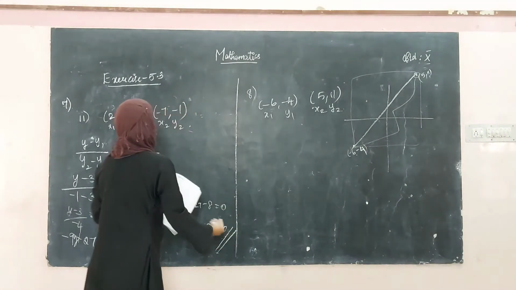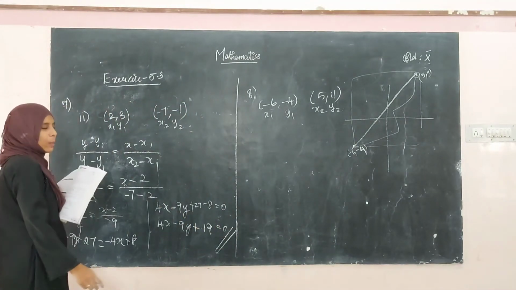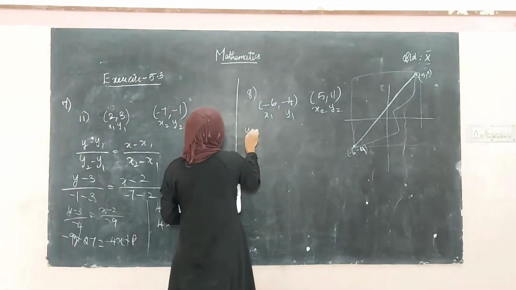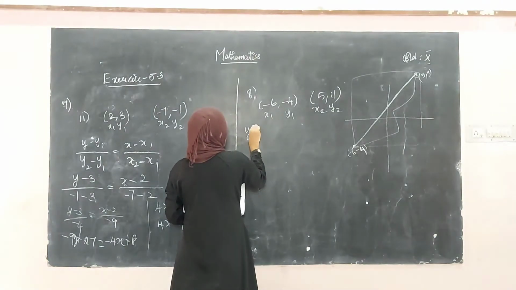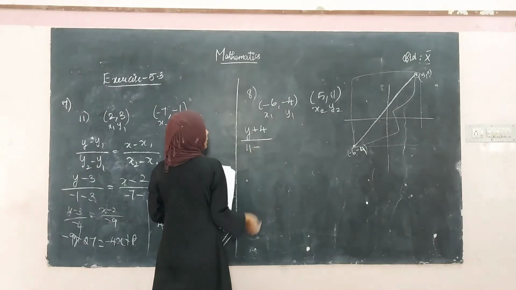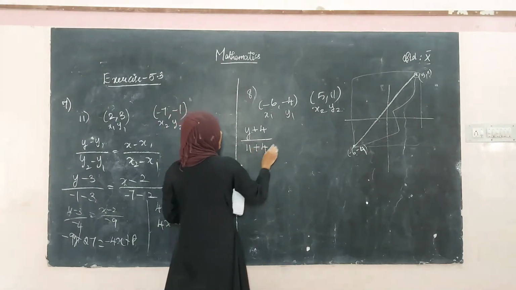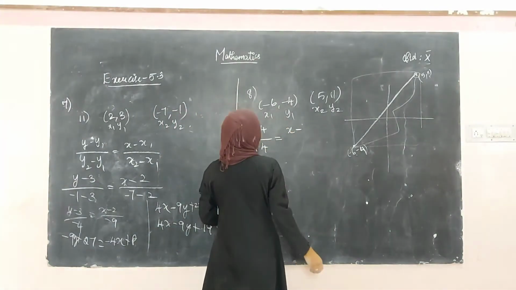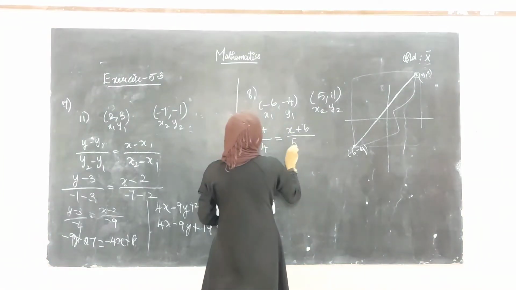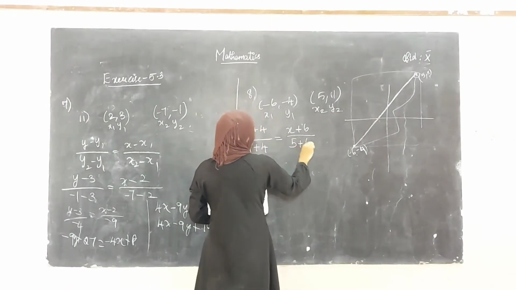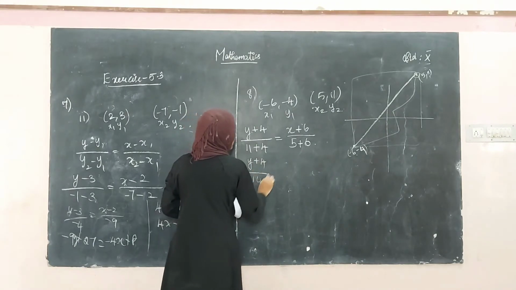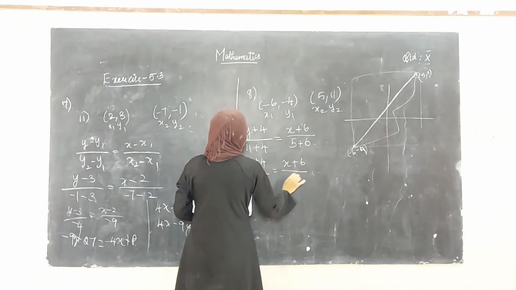What's the formula? The same formula here. (y minus y1) divided by (y2 minus y1) equals (x minus x1) divided by (x2 minus x1). So y minus, what is the value of y1? It is minus 4. So minus of minus 4 is plus 4, divided by y2 minus y1. Y2 is 11 minus y1 which is minus 4, so plus 4, equals x minus x1 which is minus 6, so plus 6, divided by x2 minus x1, which is 5 minus minus 6, so it becomes plus 11. So y plus 4 divided by 15 equals x plus 6 divided by 11.